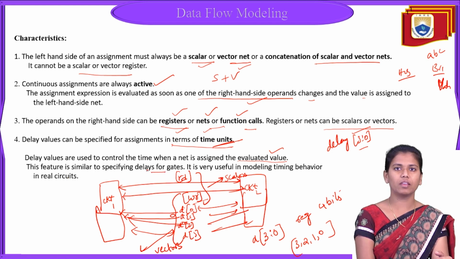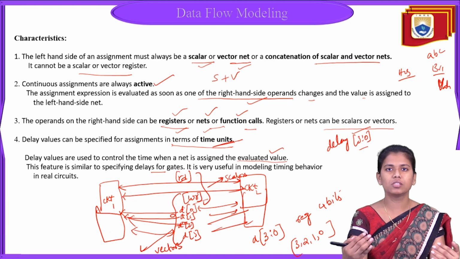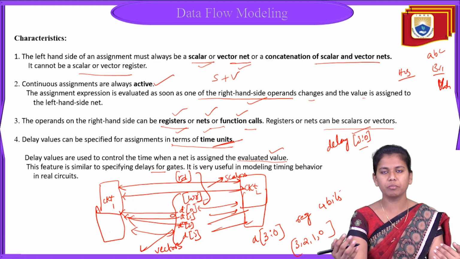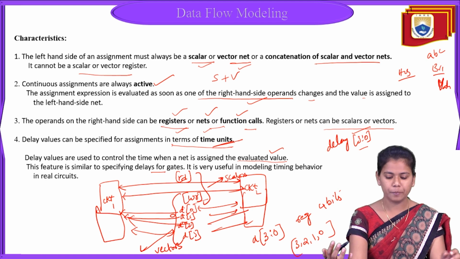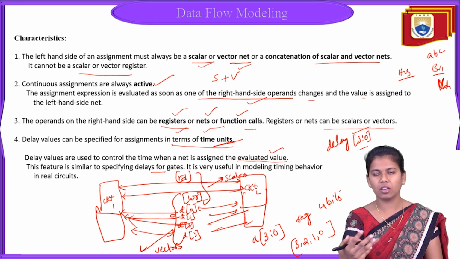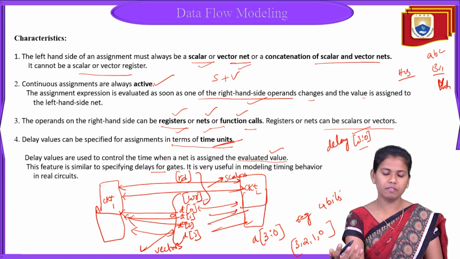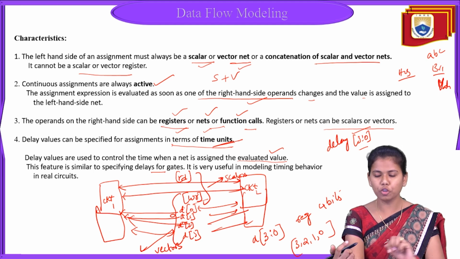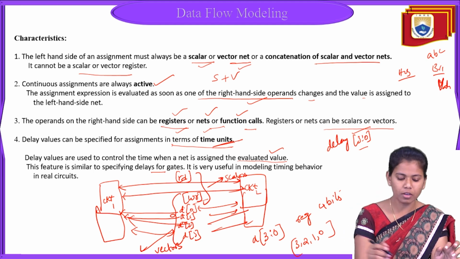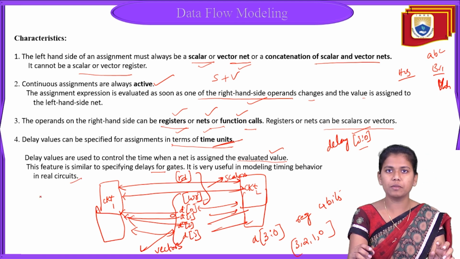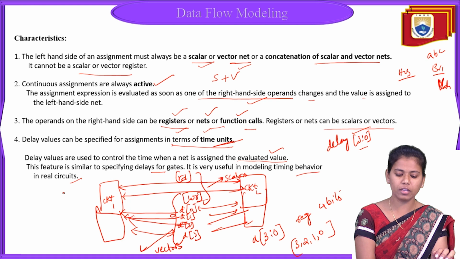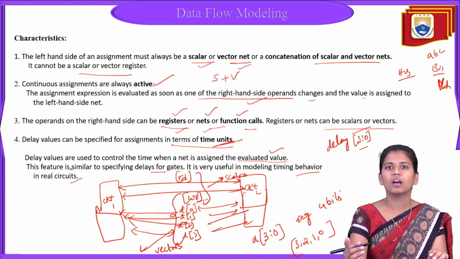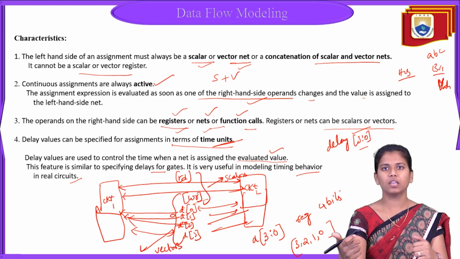So obviously in the gates, for the processing of information between the registers or between the blocks, we see some delays occur. This is a common feature that we observe, and it is very useful in modeling time behavior in real circuits. In real circuits, the delaying process can be achieved, and we can observe it very easily.